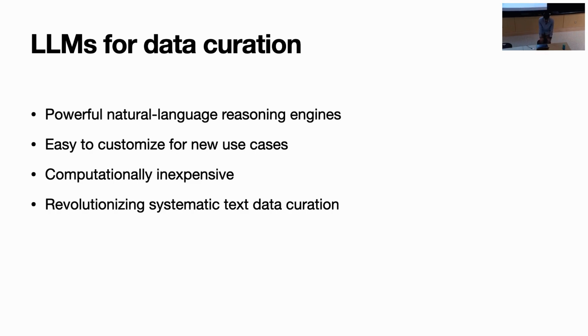So large language models are really powerful natural language reasoning engines. And as we've seen in those couple of examples earlier, they're really easy to customize for new use cases, right? You have some particular natural language related task, and within seconds or minutes of effort, you can get pretty good results on that task. And it's inexpensive in terms of time you spend, and also computationally pretty inexpensive. And so this is revolutionizing the way we go about doing data curation for text data sets.